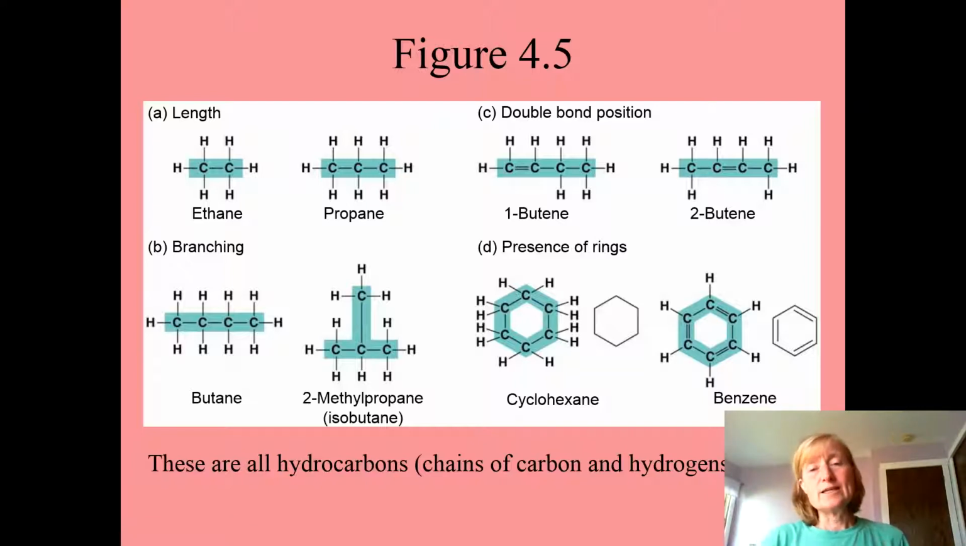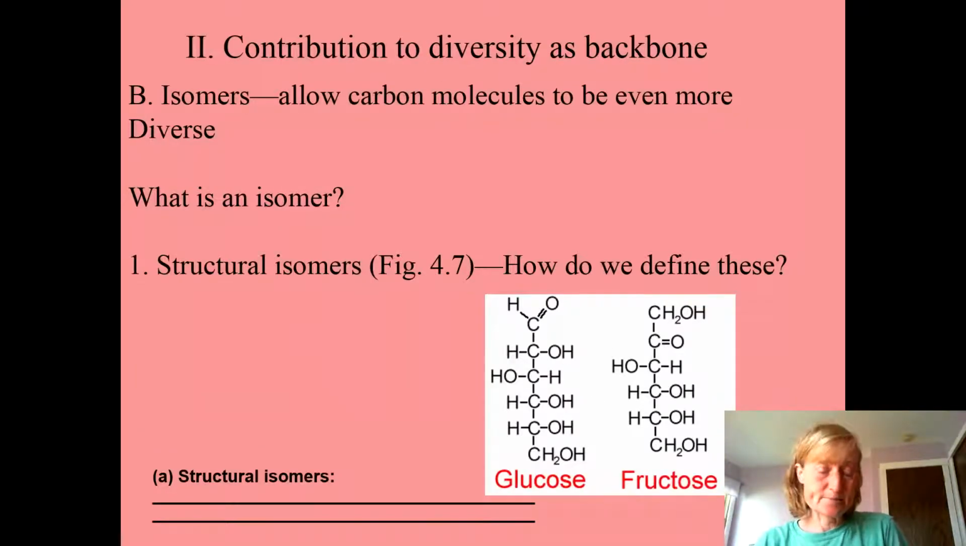Okay, so these molecules, by varying the length or the position of a double bond or the bond order, you can have different kinds of molecules. They probably have different functions or different behaviors. We can also increase diversity by thinking about isomers. A couple of the molecules on the last slide were isomers, but isomers allow carbon molecules to be even more diverse. What is an isomer? Well, just what is an isomer?